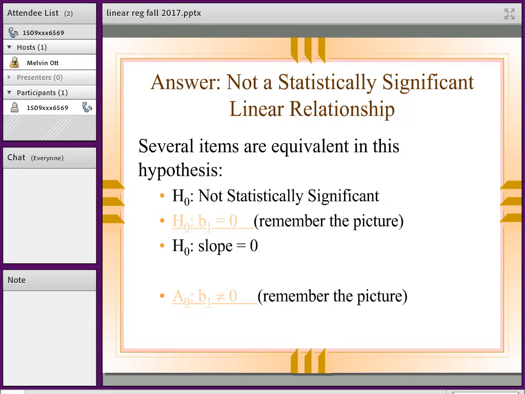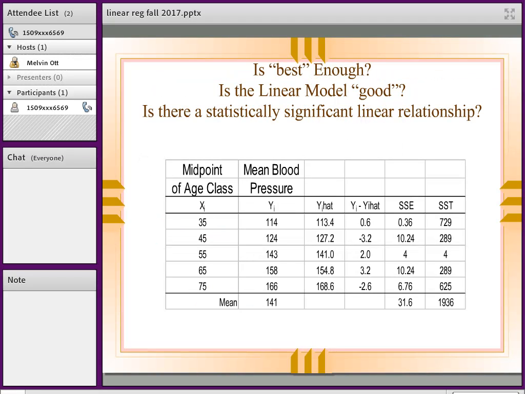Now, my alternative would be that that slope coefficient is not equal to 0, and that's what I want to be able to conclude. Otherwise, I wouldn't be going to all this work and putting all these numbers together just to end up with something that was not statistically significant. Now, how am I going to make that determination? Well, I'm going to make it in terms of a probability distribution.